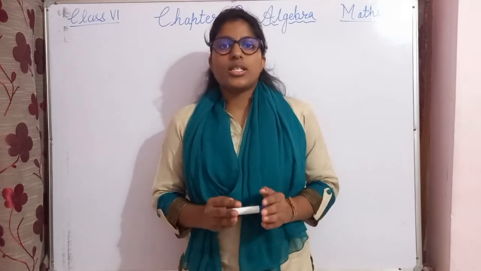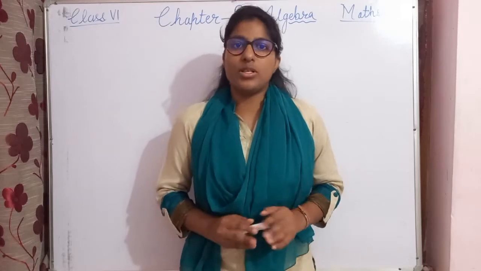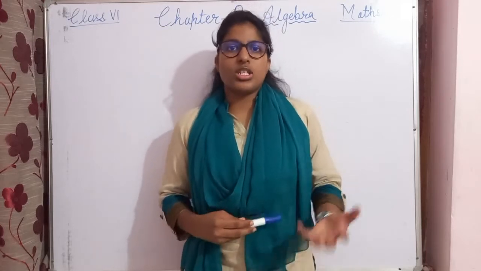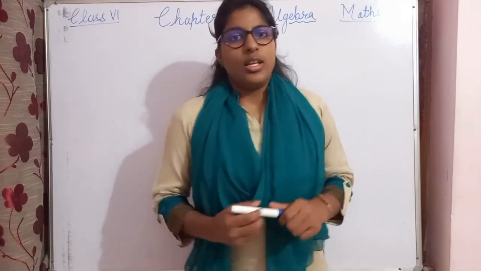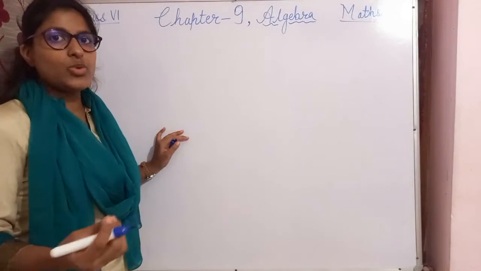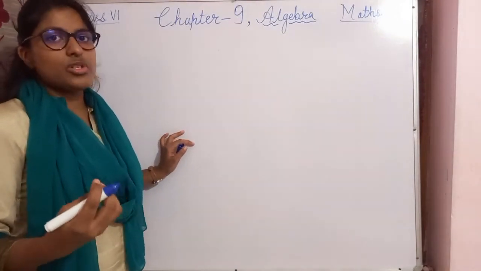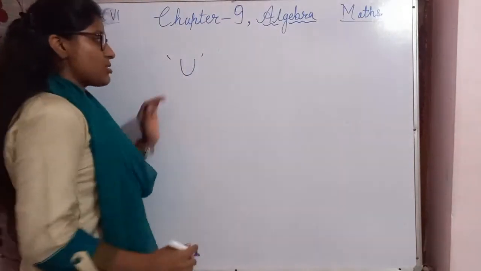But how do we add, subtract, multiply, divide and do the mathematical operations between the variables and constants, and what is a constant, a variable, and so many terms we are discussing in this chapter. Now let's start. Say you want to make a U by using matchsticks. How many matchsticks do you need for making one U? This is U. You want to make this U.